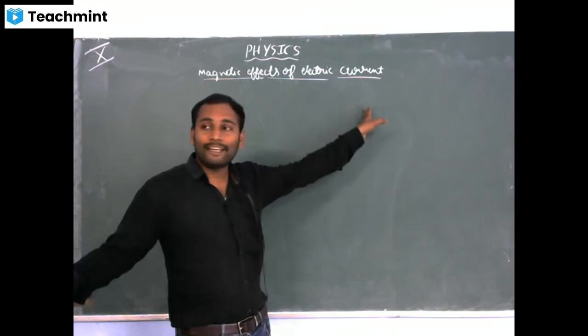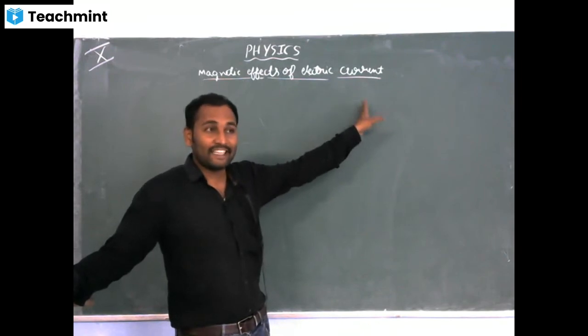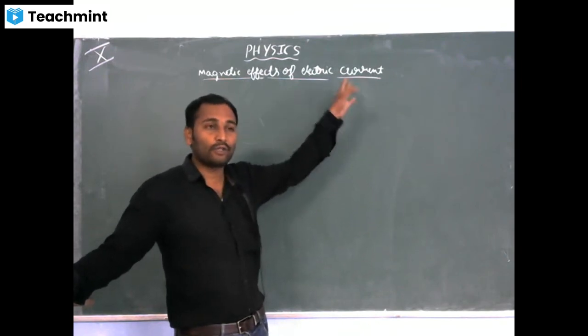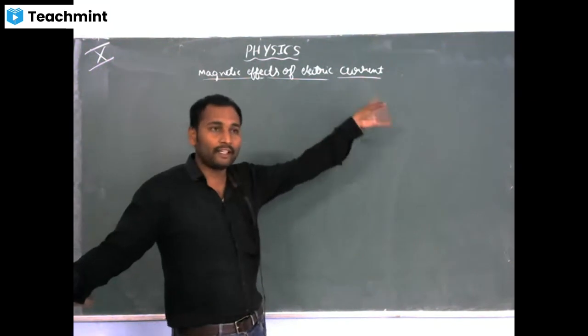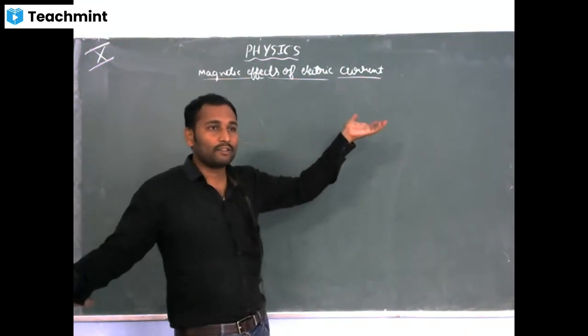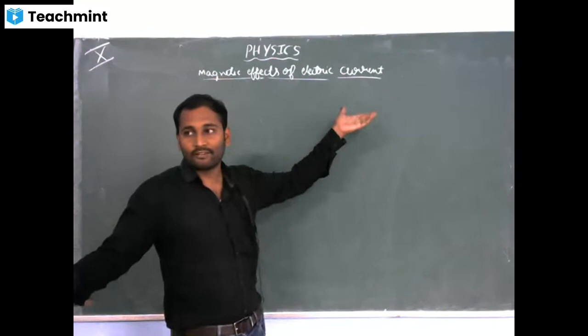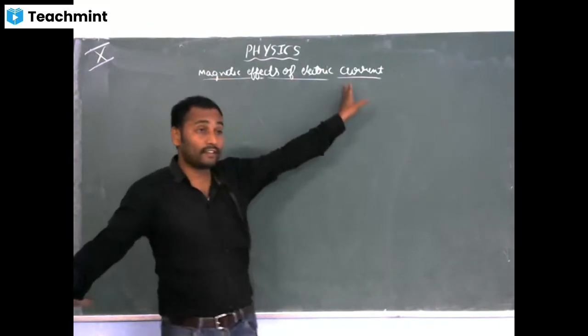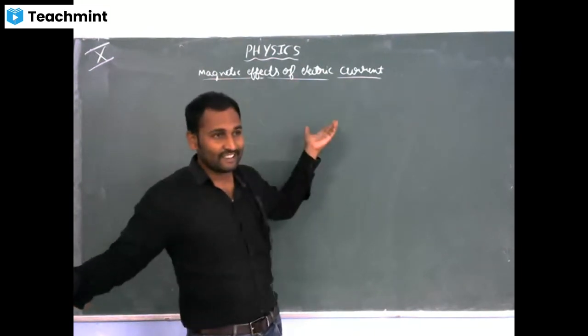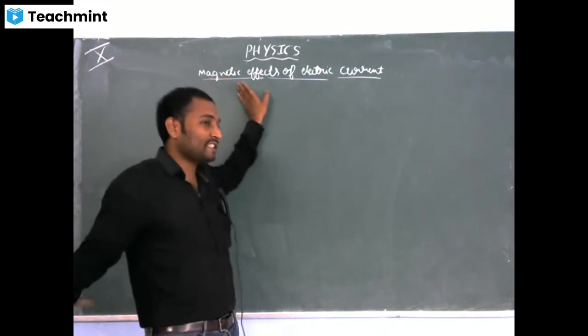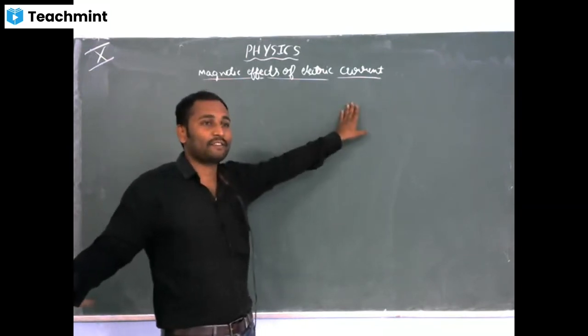So you have studied the heating effect of electric current. Due to the current, there will be heat in the devices, so we call it the heating effect of electric current. Electric current is the reason behind that heat. In the same way, this chapter says magnetic effect of electric current.